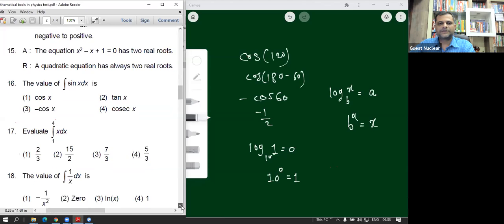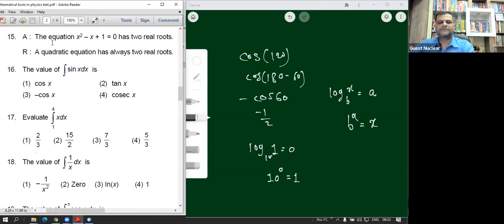ये आपको 12th में करना है एक्चुअली, ये 15th वाला देखेंगे. चलो, the equation x square minus x plus 1 equal to 0 has 2 real roots. ओके, तो x square minus x plus 1 equal to 0, इसको 2 रियल रूट्स है क्या? बिल्कुल नहीं.